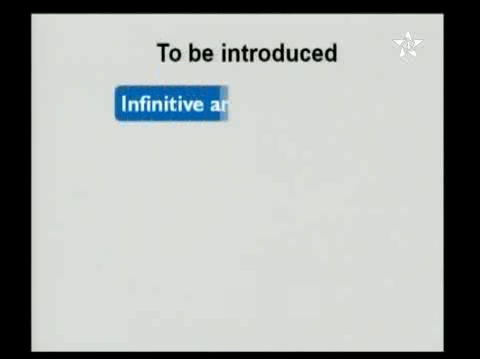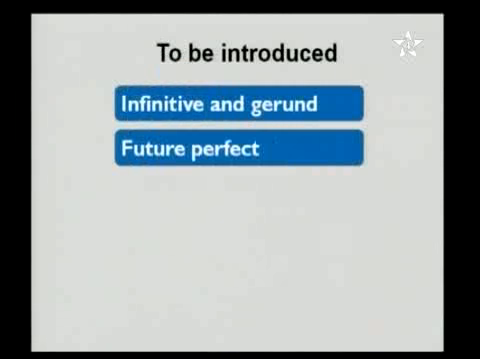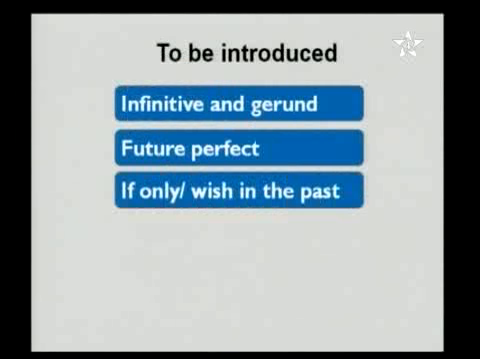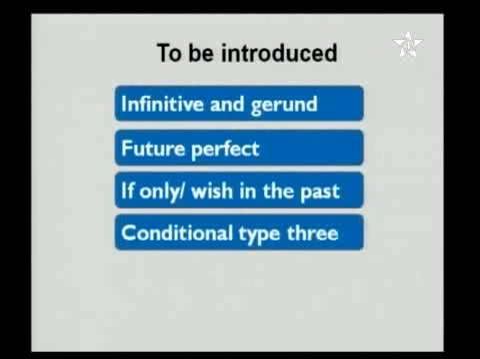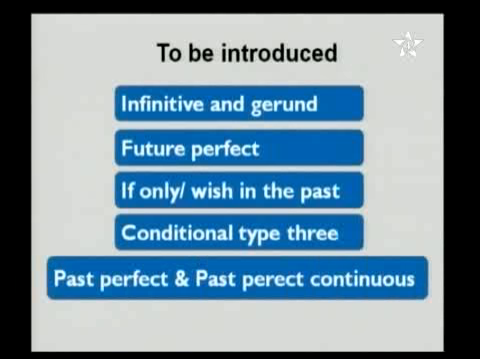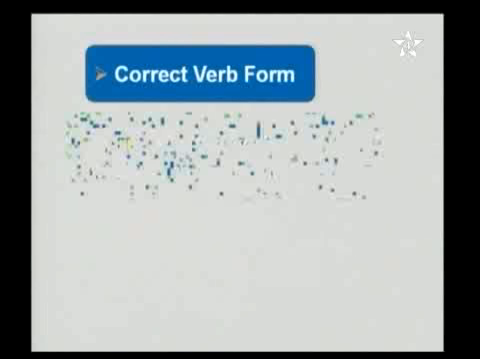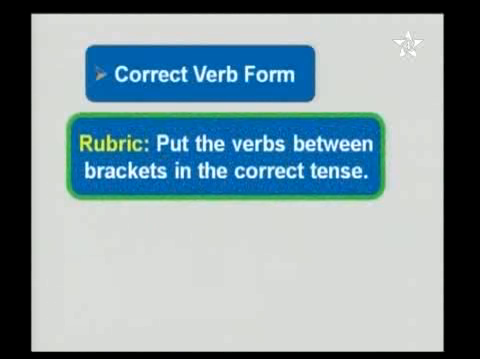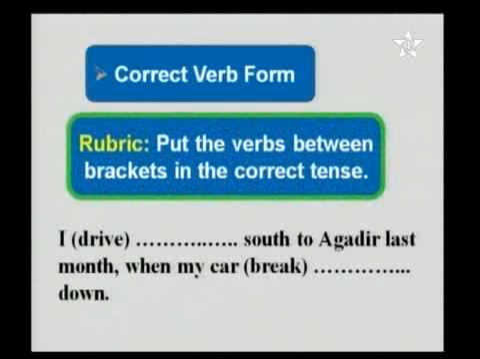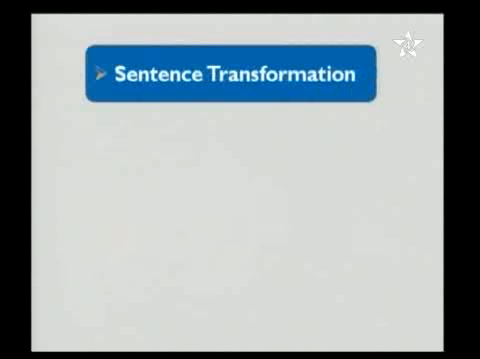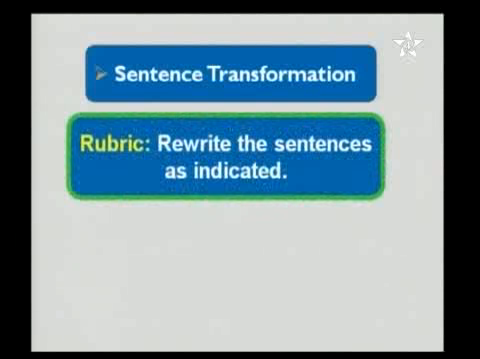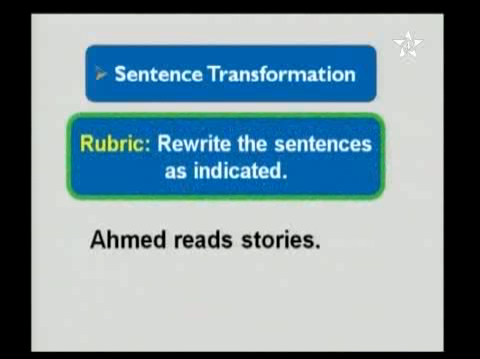To be introduced, again: infinitive and gerund, future perfect, if only and wish in the past, conditional type 3, past perfect and past perfect continuous. Now, examples of grammar exercises: correct verb form. Rubric: put the verbs between brackets in the correct tense. All right, here is an example. Now, sentence transformation. The rubric is: rewrite the sentences as indicated. Here is an example.